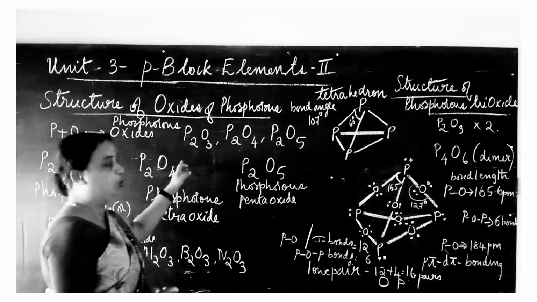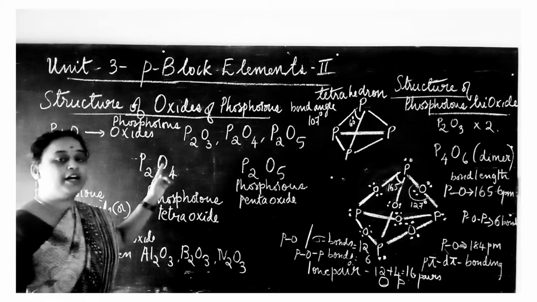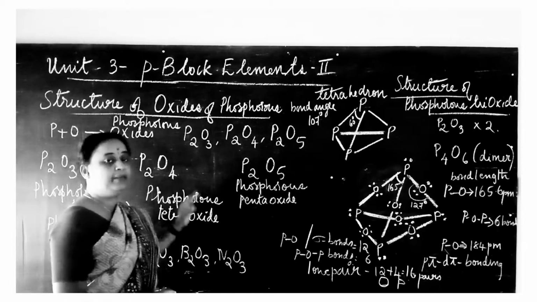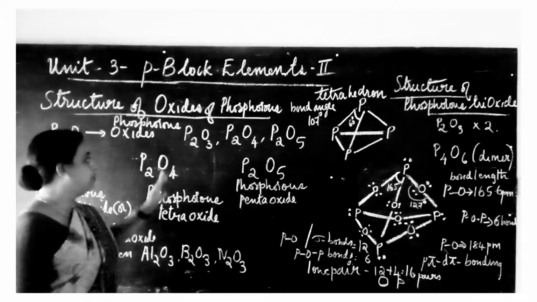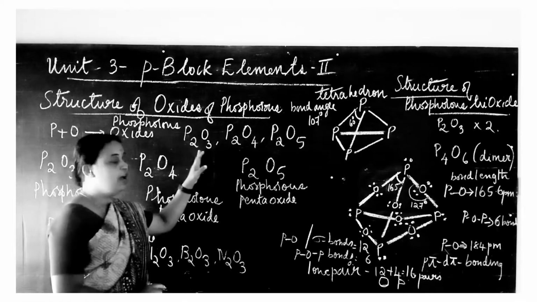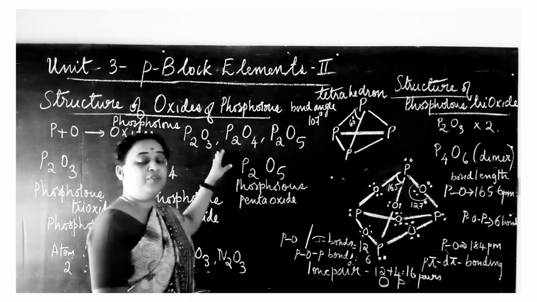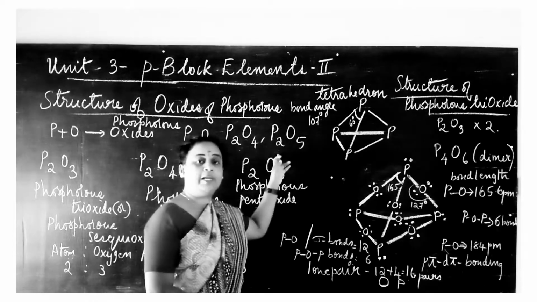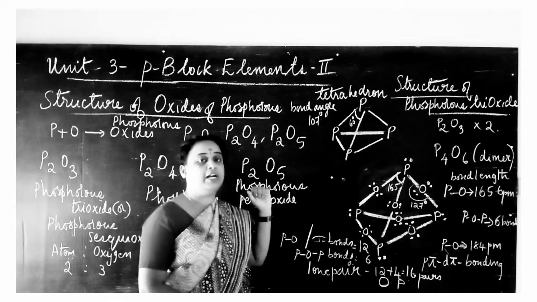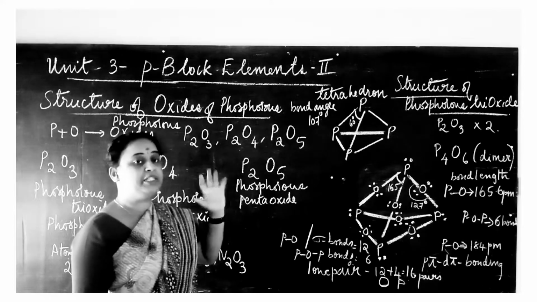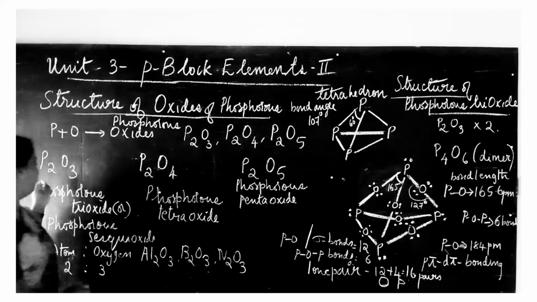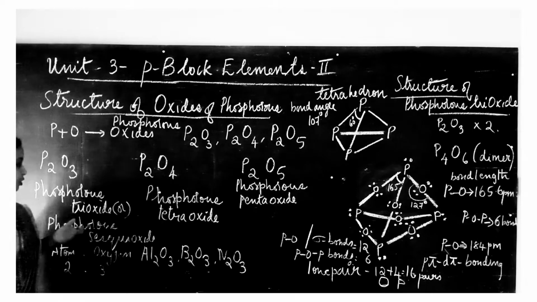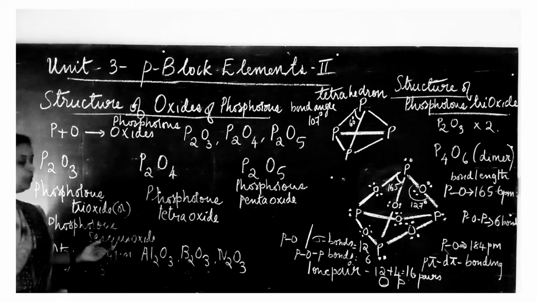P2O3, that is phosphorus trioxide. Two phosphorus atoms combine with three oxygen atoms to form phosphorus trioxide, two phosphorus atoms combine with four oxygen atoms to form phosphorus tetraoxide, and two phosphorus atoms combine with five oxygen atoms to form phosphorus pentaoxide. Now this phosphorus trioxide is also called phosphorus sesquioxide.